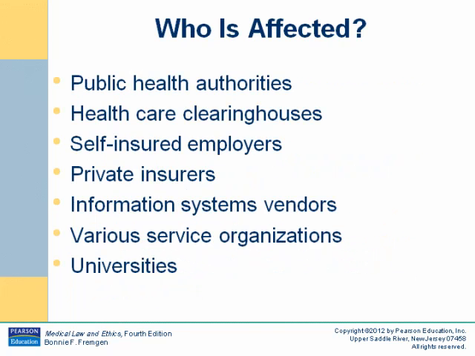Who's affected? Well, these are the people who are affected by HIPAA and who have to adhere to the rules: any public health authority, health care clearinghouses like the insurance companies, self-insured employers, private insurers, information systems vendors, various service organizations, and all universities. Those are the folks that are affected and have to follow all of the HIPAA rules.